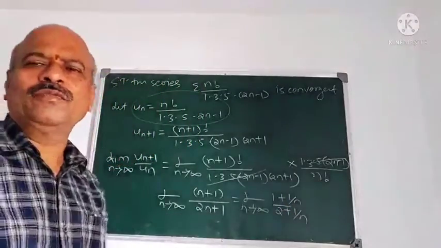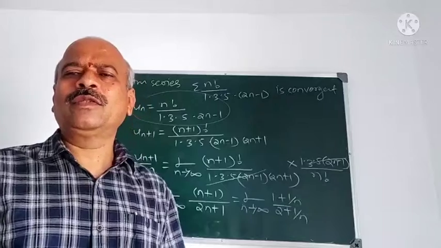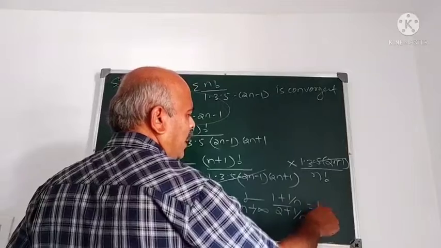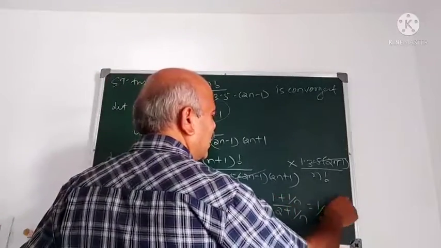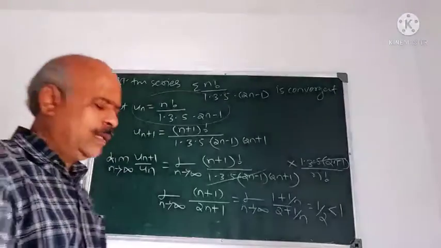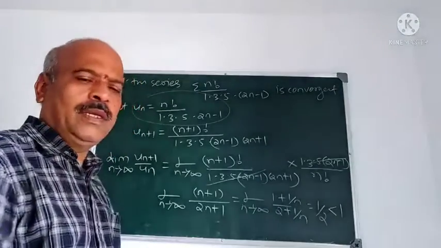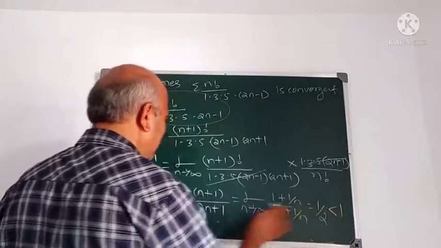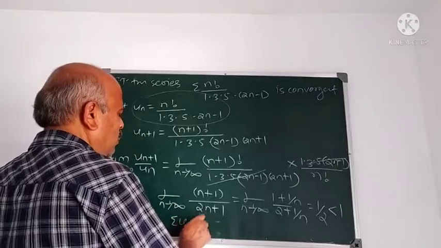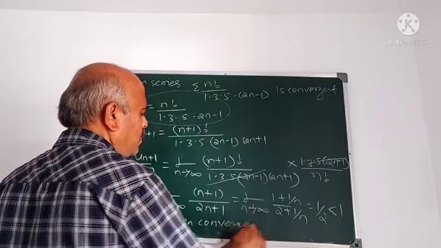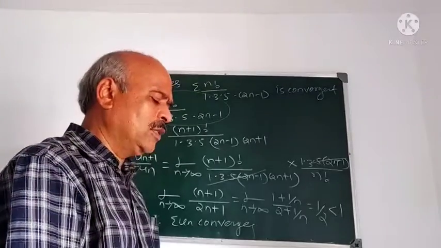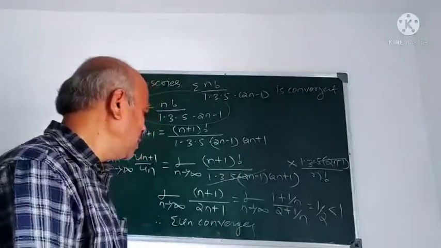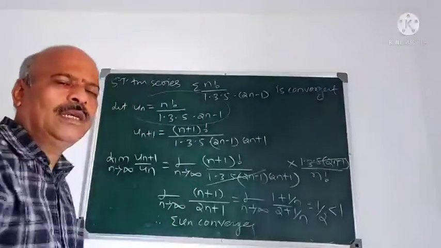How to take the limit as n tends to infinity? We use that 1 upon n tends to 0 as n tends to infinity. Therefore, it is half, and the limit is less than 1. This is L less than 1. So what is your conclusion? In D'Alembert's ratio test, L is less than 1. Therefore, sigma un converges. What is D'Alembert's ratio test? If L is less than 1, sigma un converges. This is the problem.